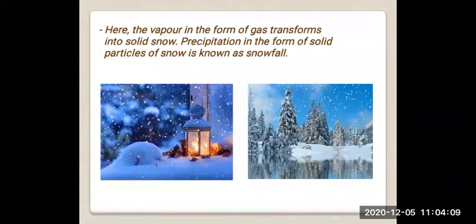Next is about snow only. Here, the vapor in the form of gas transforms into solid snow. Precipitation in the form of solid particles of snow is known as snowfall. This definition is about snowfall. Snowfall forms when the vapor in the form of gas transforms into solid. At that time you can see there is snowfall in that region.